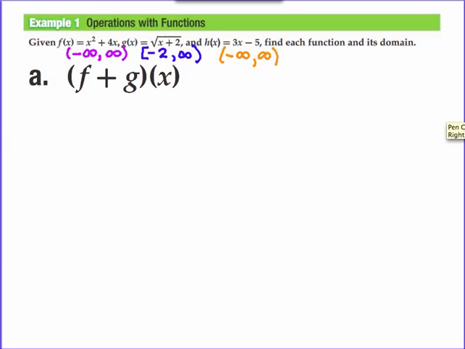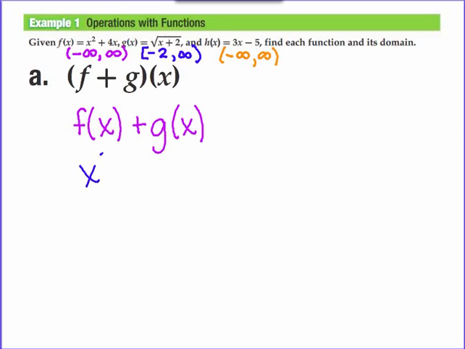So the first one says f plus g of x. So basically what that means from our little diagram is that we're going to do this. We're going to take whatever f of x is, and in this case f of x is x squared plus 4x. And I'm going to add that to g of x.